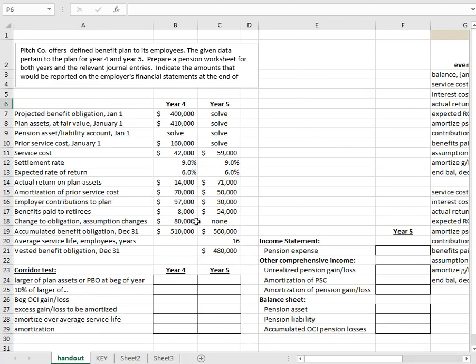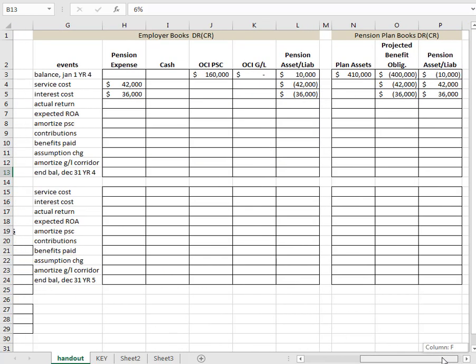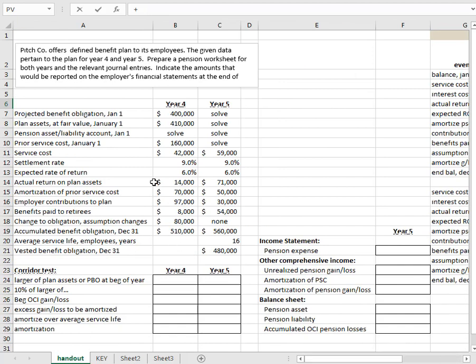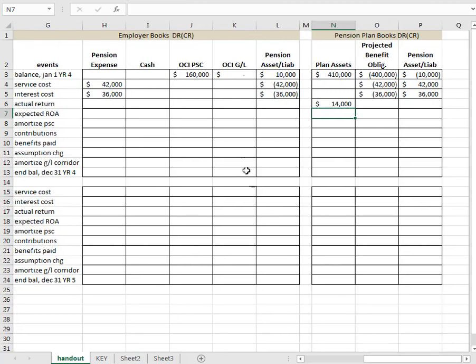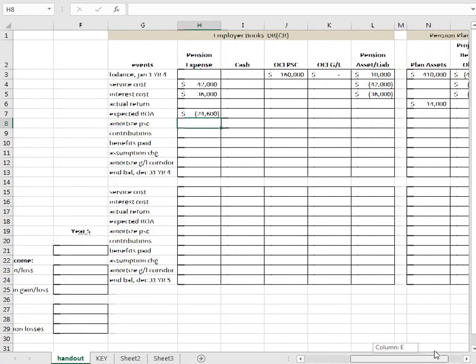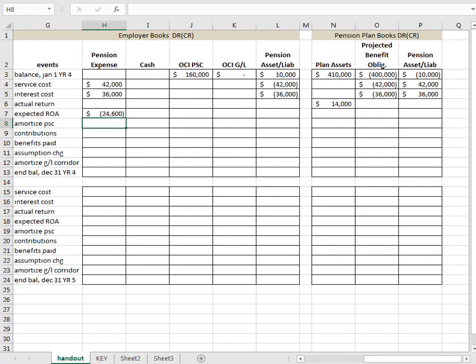Okay, so now the return on assets. We have an actual return of $14,000 and an expected return of 6% of beginning assets being the 410. All right, so let's put that in here. So the plan assets are going up by the actual return because the plan doesn't pay any attention to the smoothing that the employer does. But the employer is going to reduce this pension expense by the expected return on assets, which is the 410 times that expected rate. And so then the difference between these two is going to get spooled up in OCI.